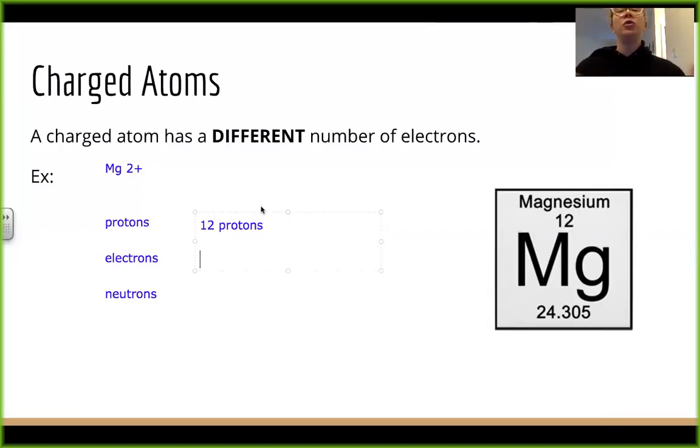Keep in mind, in a neutral atom, we would have 12, right? We would have 12 positives and 12 negatives. They would cancel each other out. We want to be left with a positive charge of 2. So how many electrons are we going to need in this atom?